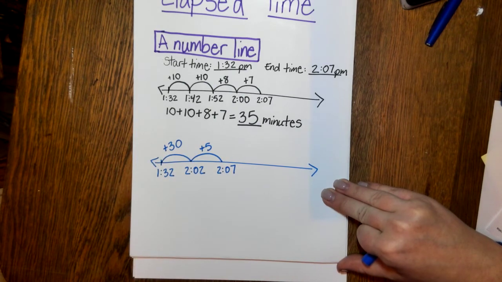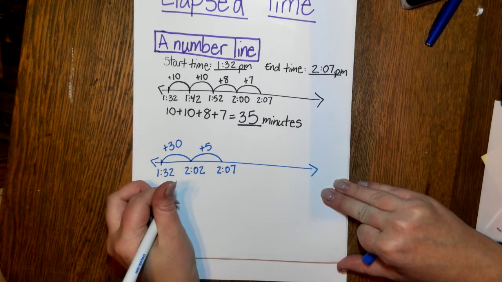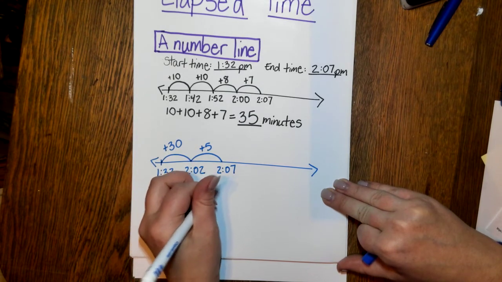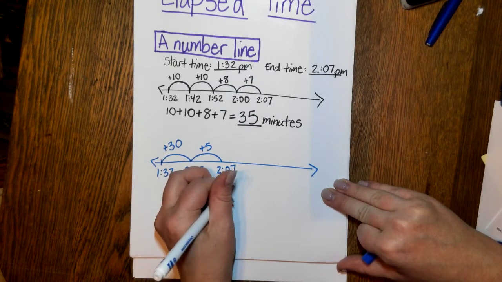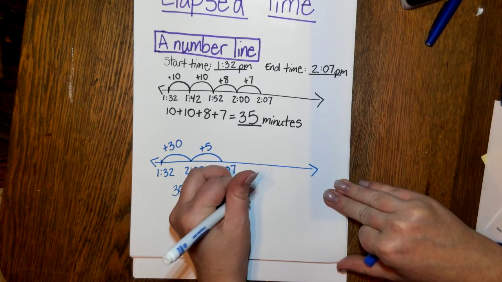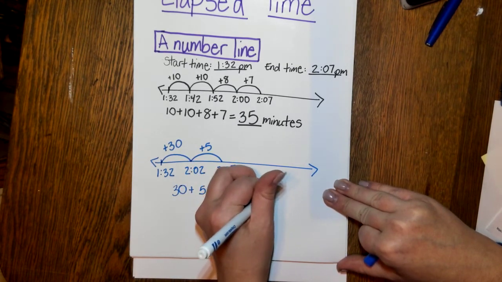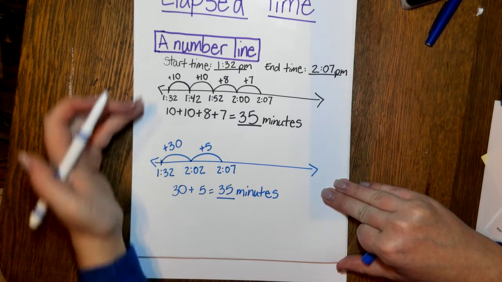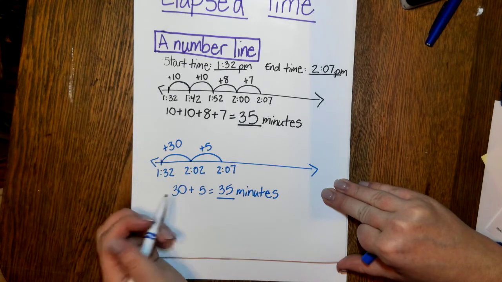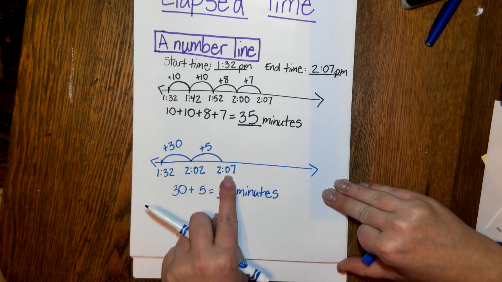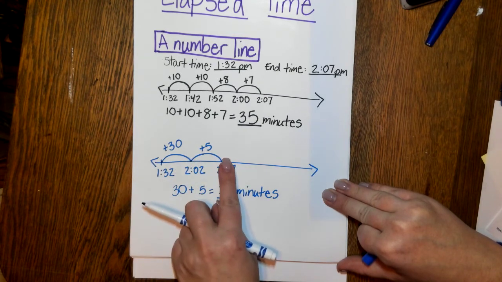Once I have all of my hops, I add it up. 30 plus 5 equals 35. It took 35 minutes. That's how we can use a number line to show where we start, where we end, and how we get there.